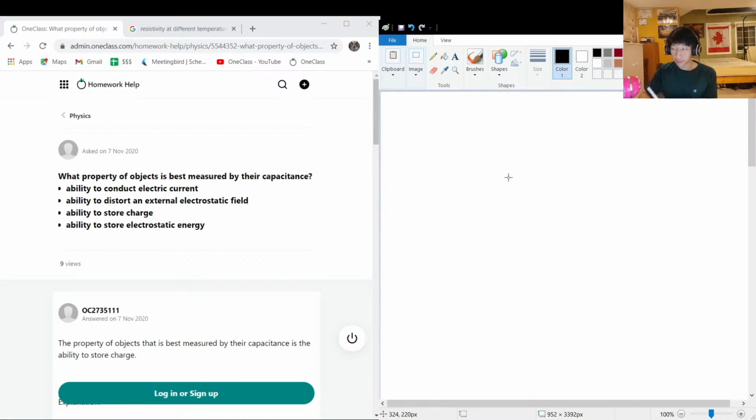Okay. So the next question that we got on the menu today is asking us which of the following properties is best used to describe capacitance. Okay, so capacitance is related to capacitors. Believe it or not, I feel like their names are very well suited for that. So capacitance and capacitors.